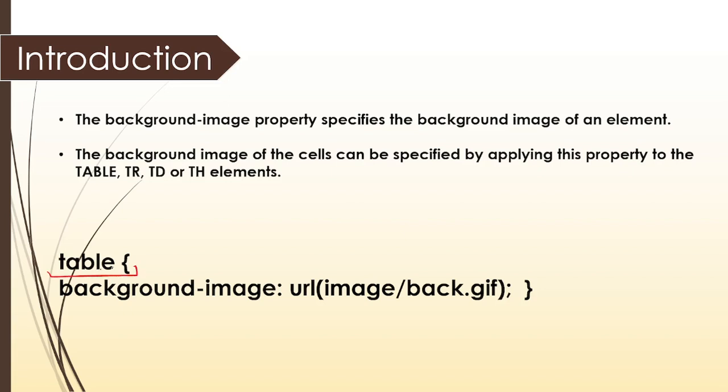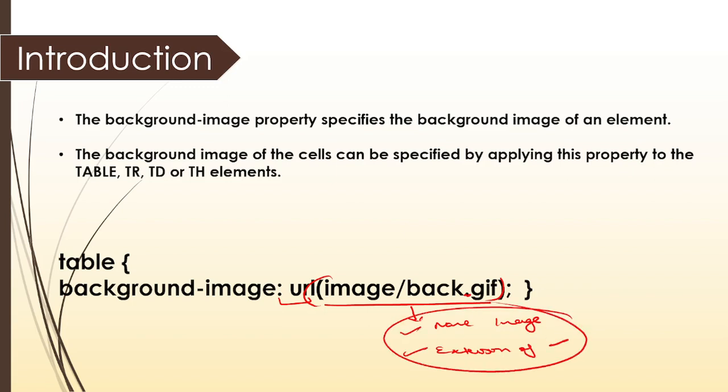This is the table tag. If you want to use any class or any ID, you can use any name over here, correct? So this is table, this is background dash image colon url, meaning uniform resource locator. Next we have the image, that is back.gif. Under these brackets you can write the name of your image that you want to use. Also after the dot you can use the extension of your image. So name and extension are very important, correct?